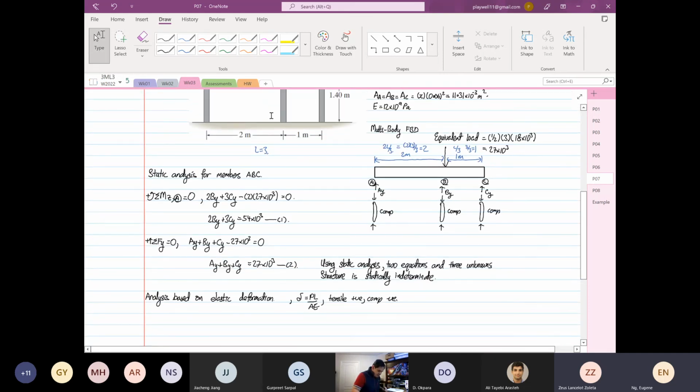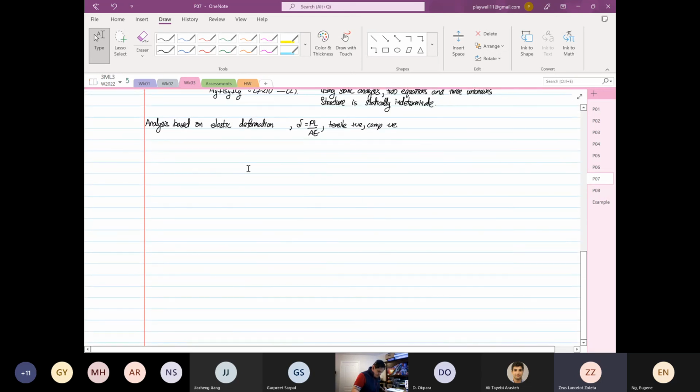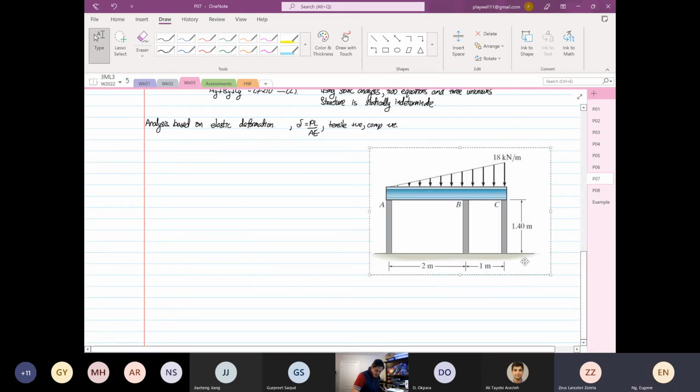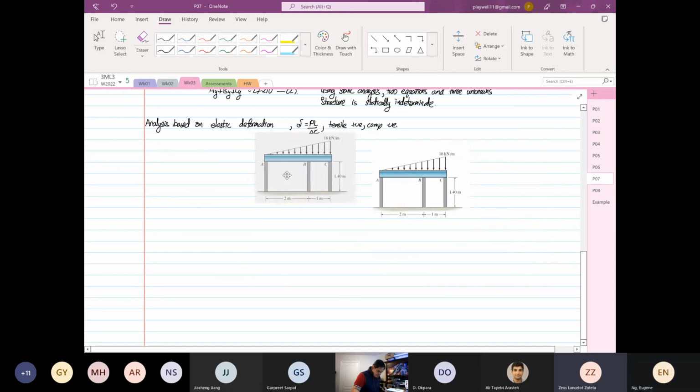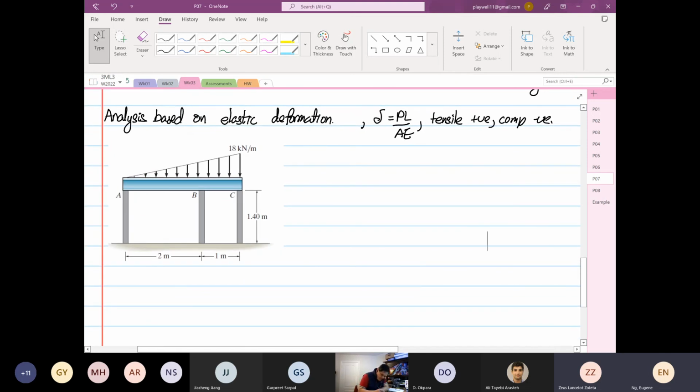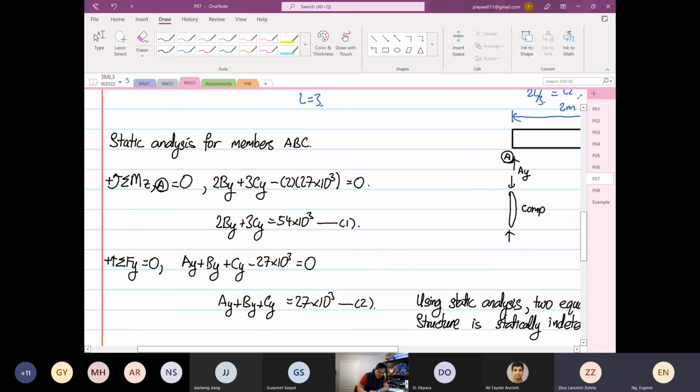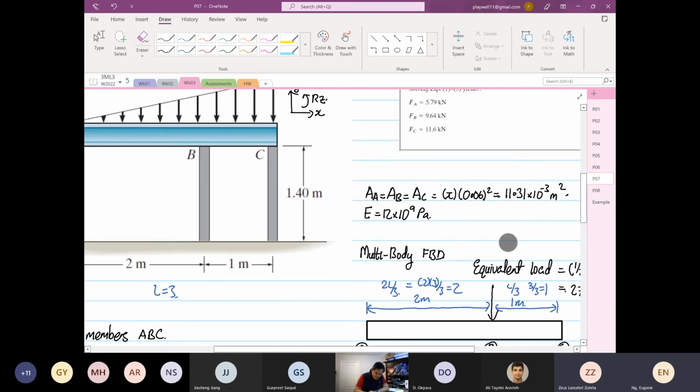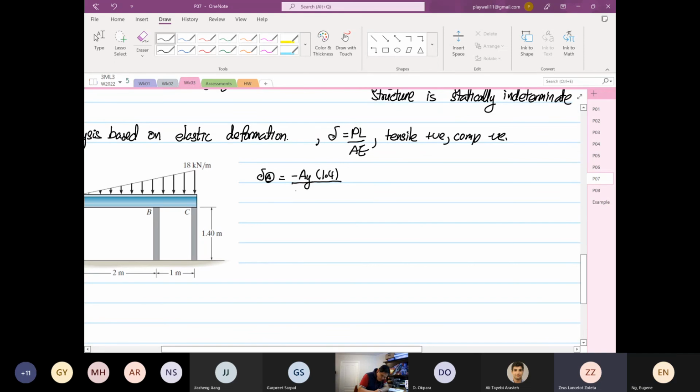So I'm going to copy the diagram so we can see the diagram while working on it. So deflection at point A is equal to AY. So it's going to be compression, minus AY. L is 1.4. Cross-sectional area we calculated, I think somewhere at the top, is equal to 11.31 times 10 to the power minus 3. E is the E that we use, what is it?